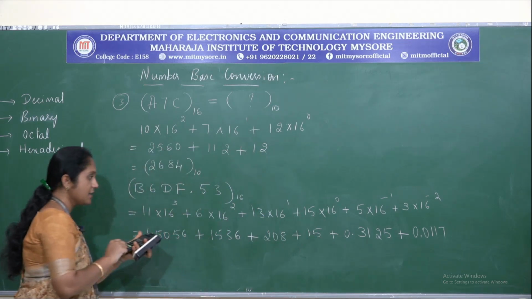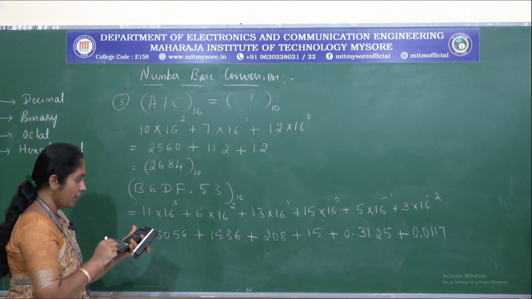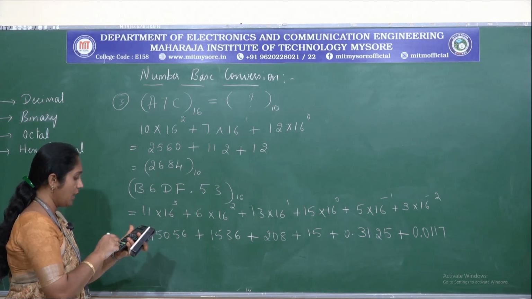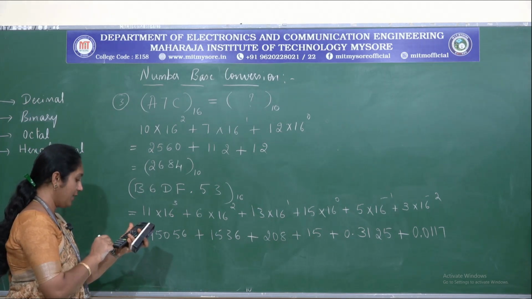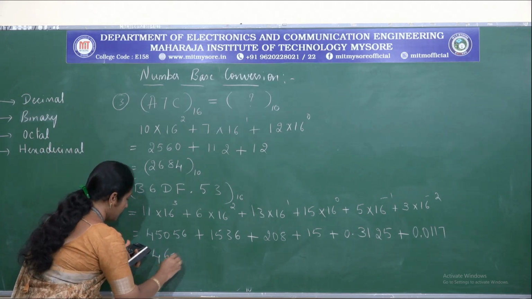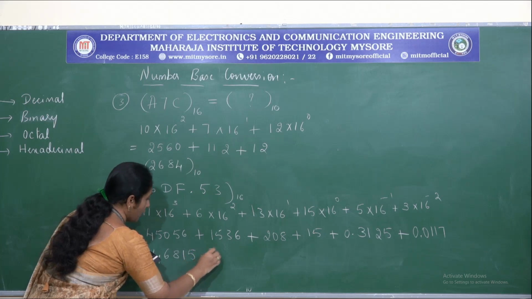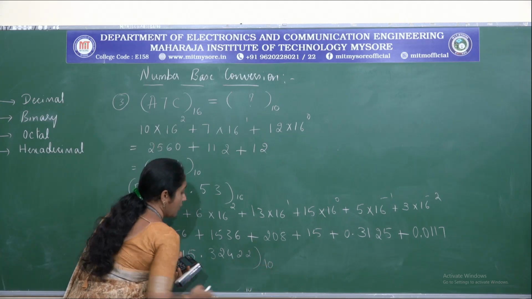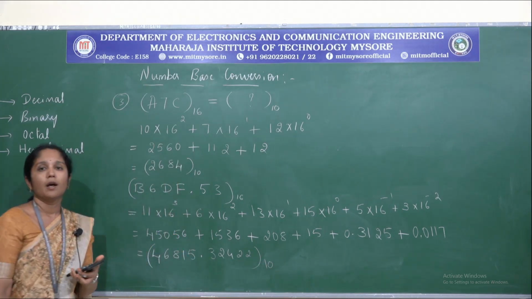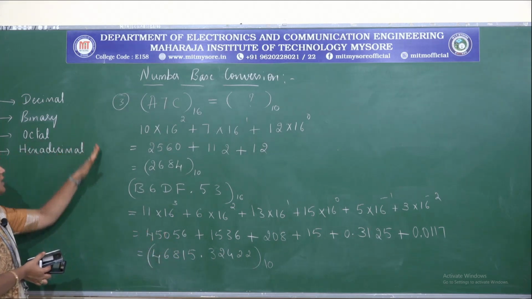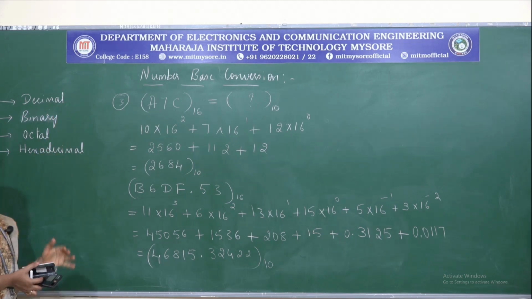Yes. Now let us see the sum of all this: 0.125 plus 15 plus 208 plus 1536 plus 45,056. Yes, the answer is 46,815.32422. Yes, this is the equivalent in decimal number system. This is how we convert any given number in these three number systems to the decimal number system.